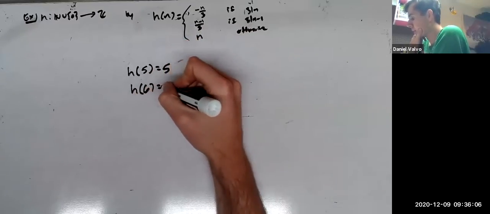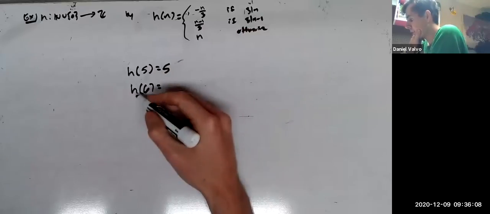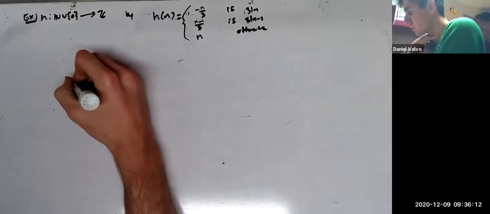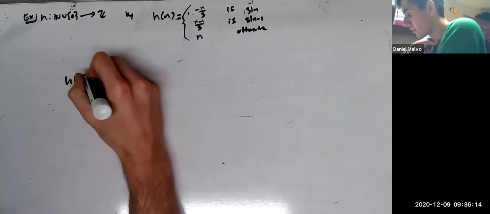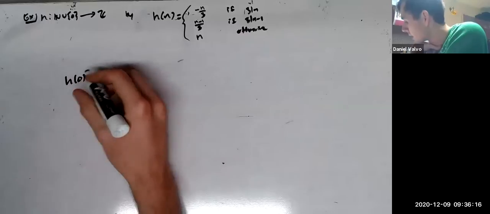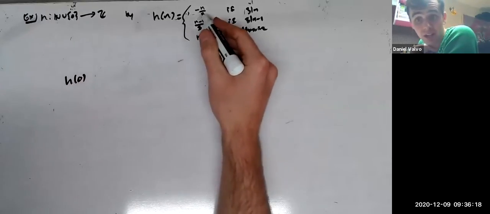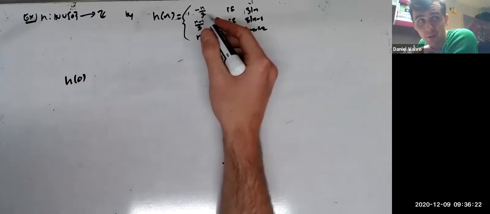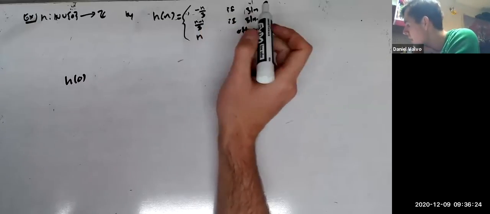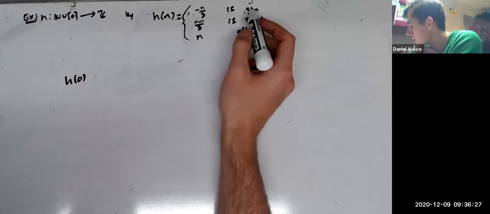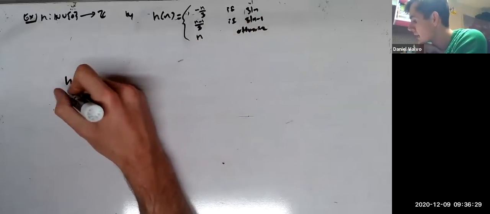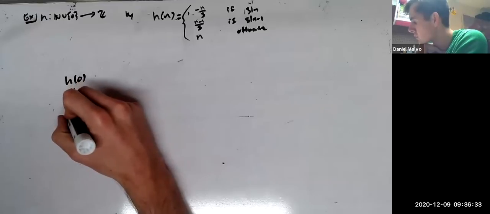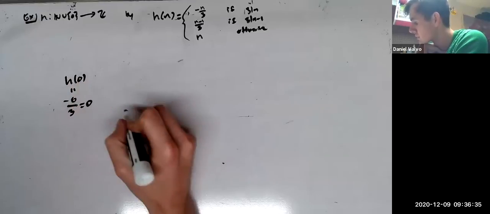H of 6, though, well, 3 does divide 6. Actually, you know what, let's just go in order. So we start with h of 0. For h of 0, well, 3 does divide 0, technically, because 3 times 0 equals 0. It's an integer multiple, 0 is an integer multiple of 3. So 3 divides 0, that means it's going to output negative 0 over 3, which equals 0.